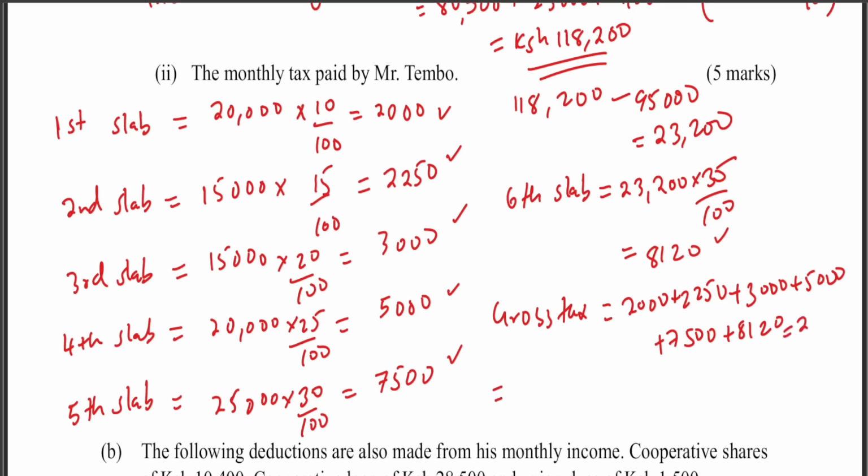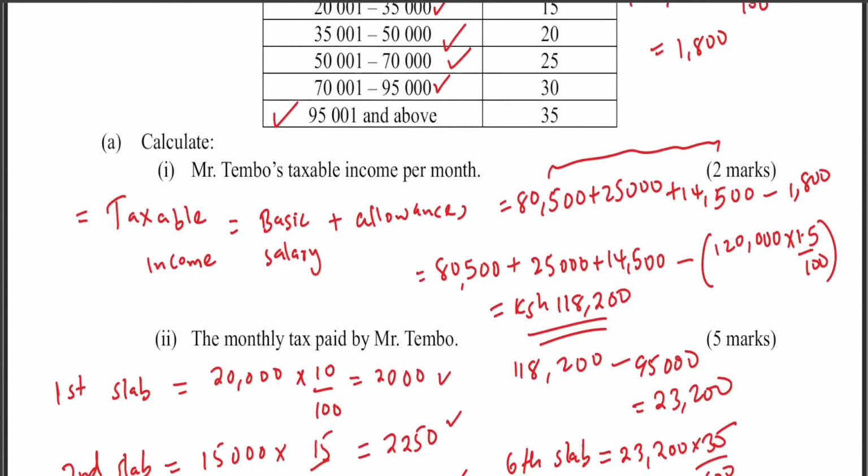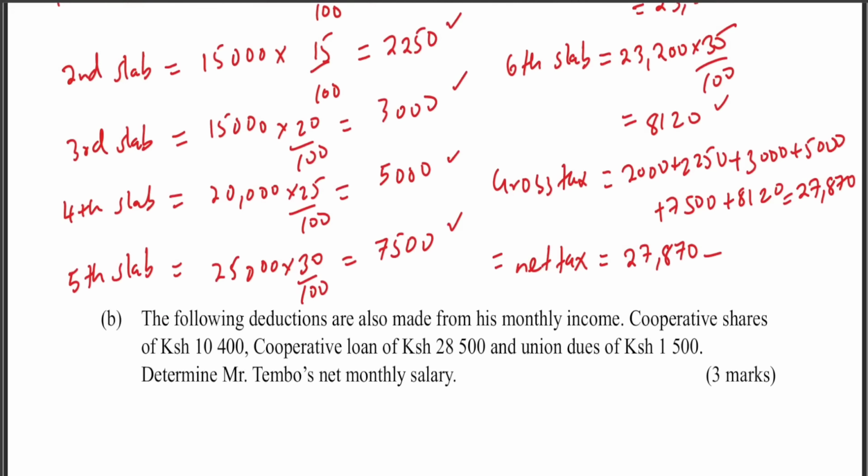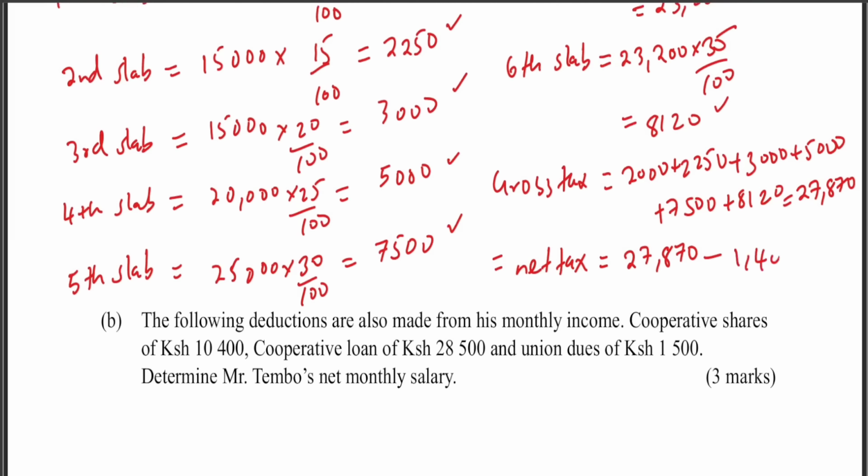So 27,870. But if you were to search for the net tax, you take 27,870 minus the relief that's there. The relief we said was 1,400, just a small relief. So minus 1,400 gives us 26,470 shillings, and that is our answer.